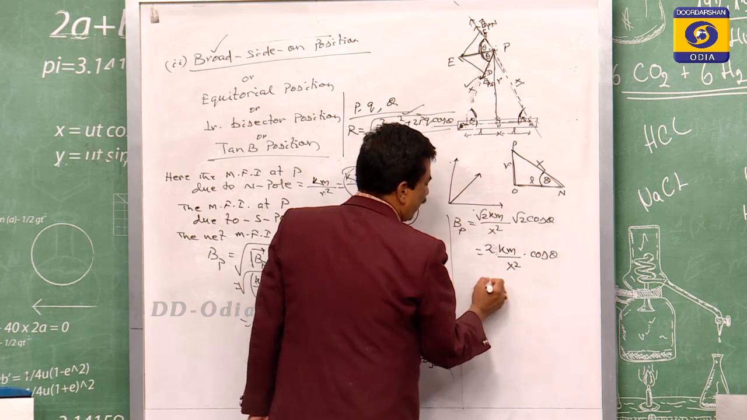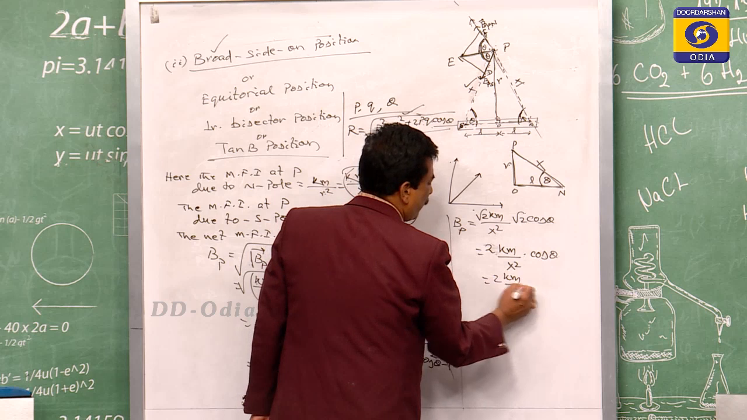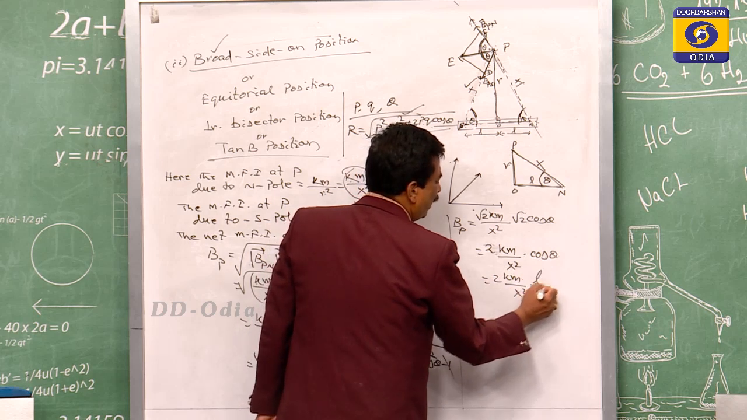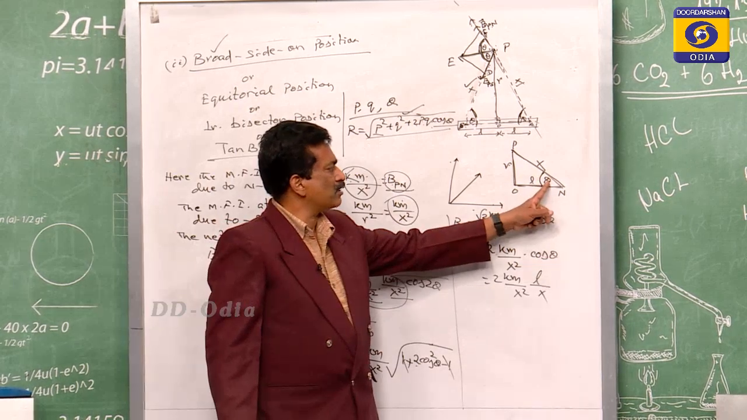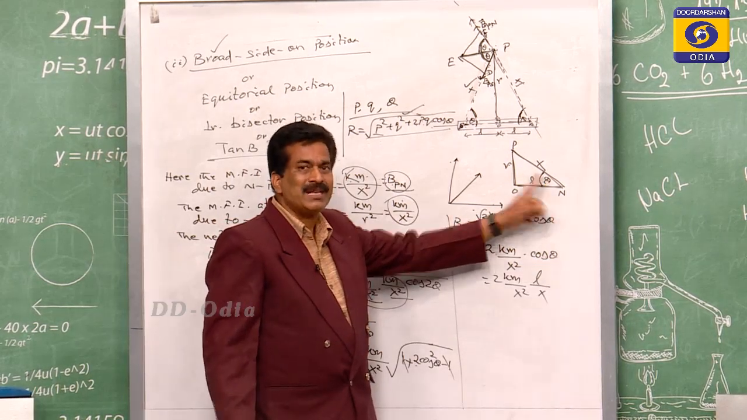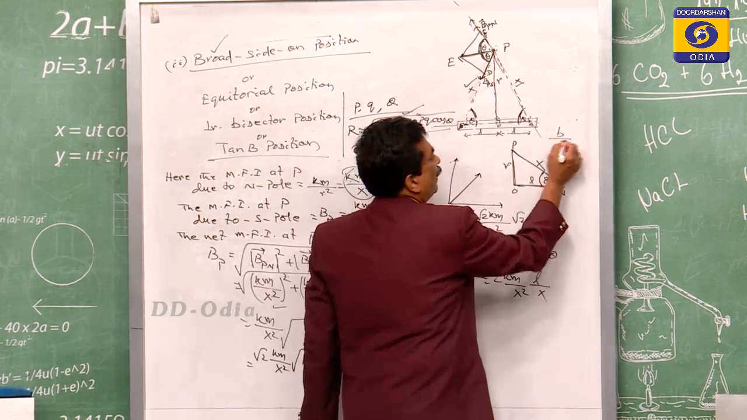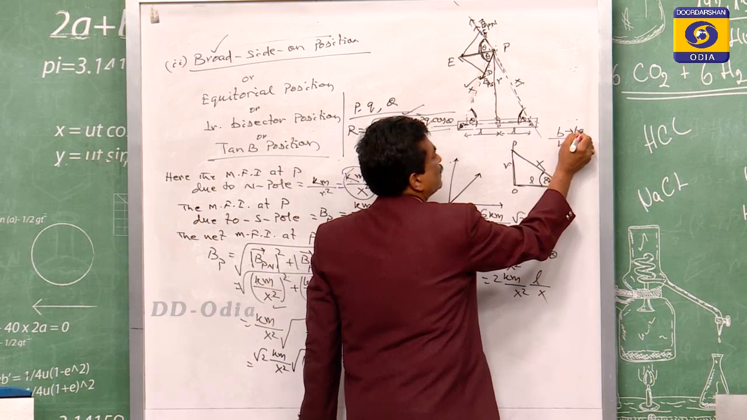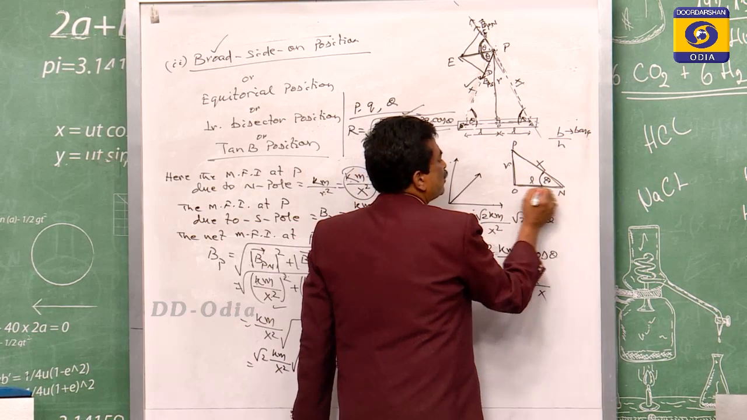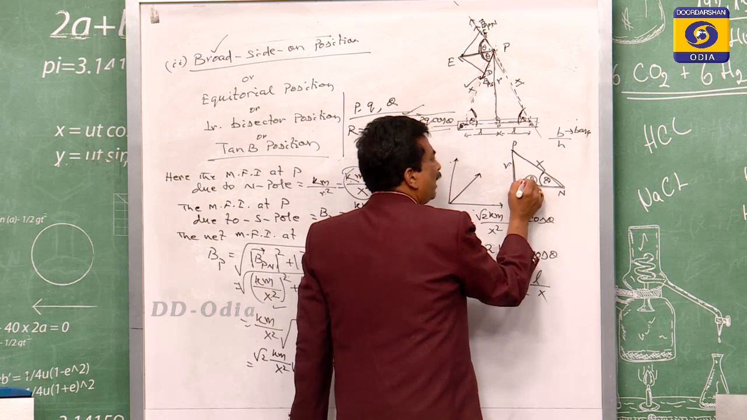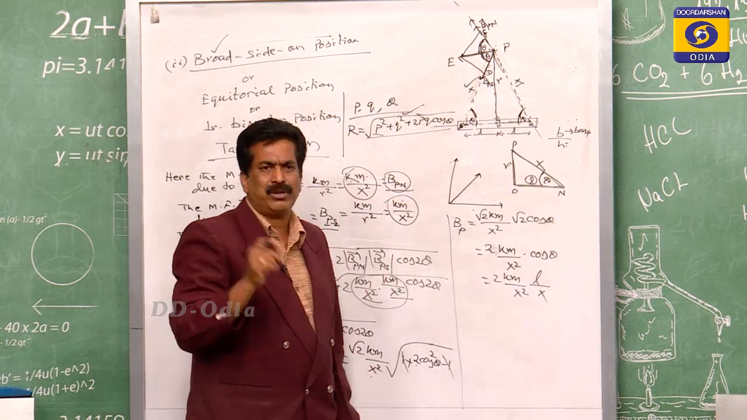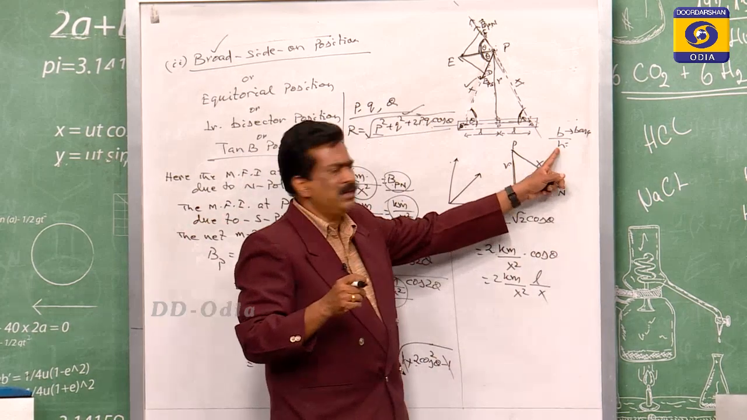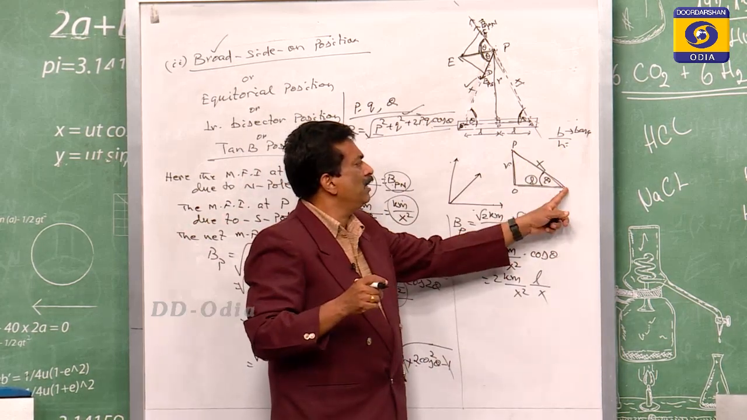So cos theta will be L by x. Cos theta is B by H, where B, the base, is this one, L, and H is the hypotenuse, which is the brother of Duryodhan, that is Karna. So the hypotenuse is this one.